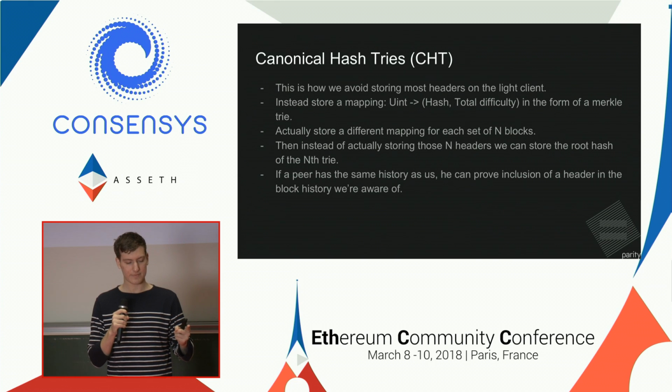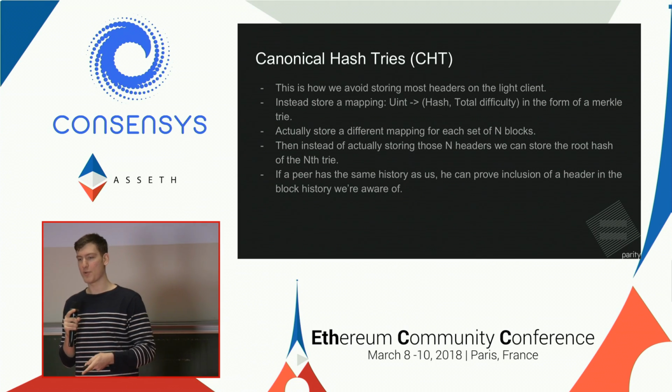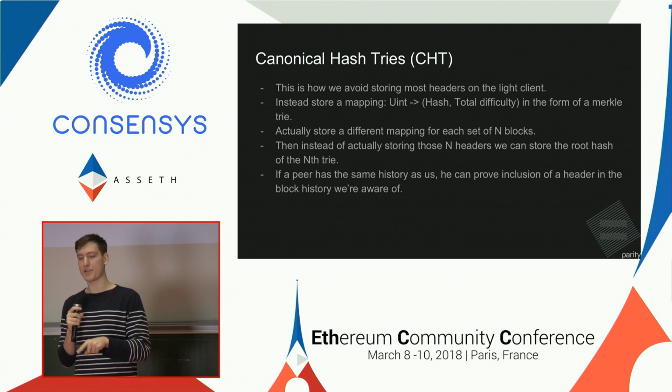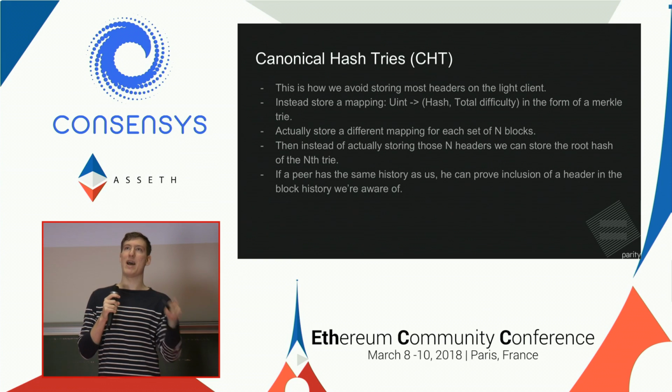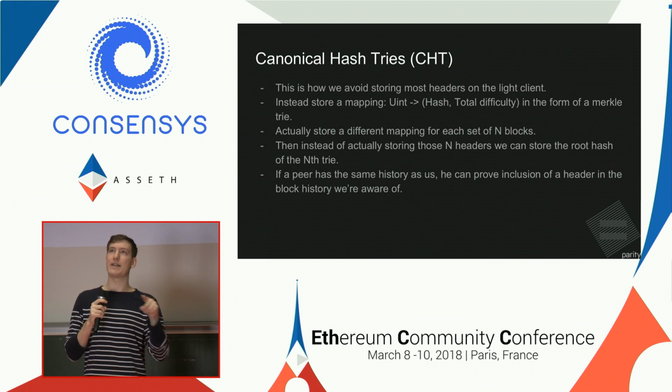And so we have blocks from 1 to 2048 all in one of these mappings, and after we've passed that block on the light client, we just generate that mapping locally and throw out all those headers. And we keep that mapping in a Merkle tree and keep the root of that.